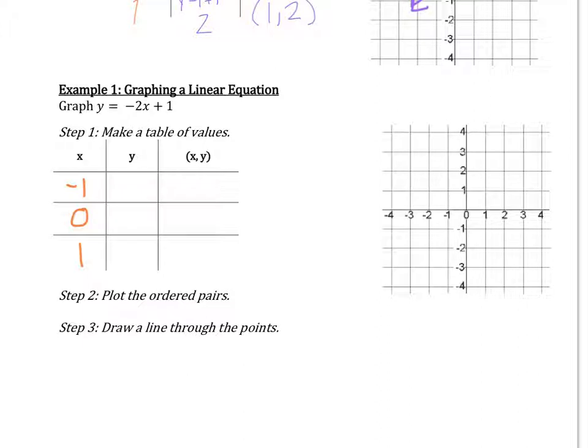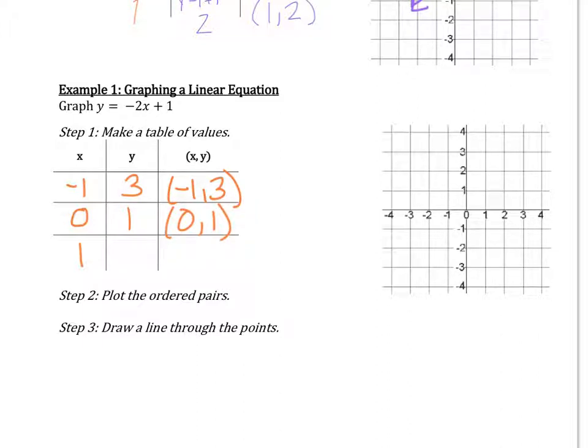Okay, so whether using your calculator or just doing some mental math here, we want to get our values of y. So when we plug in -1 for x, we do end up that y equals +3, because we have -2 times -1, which is +2, plus 1 gives us 3. So our first point is (-1, 3). Our second point, probably the easiest, plug in 0 for x. We end up that y equals 1. So our second point is (0, 1).